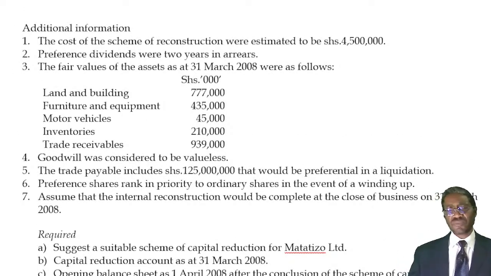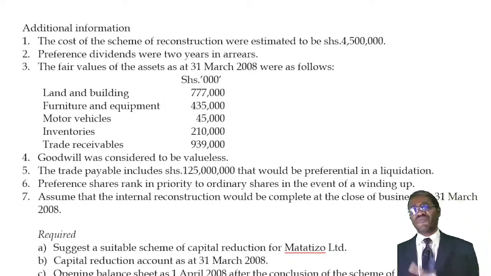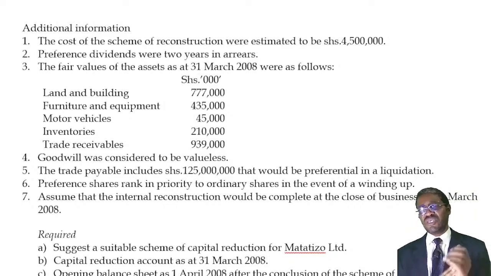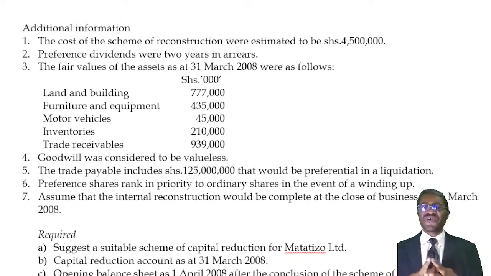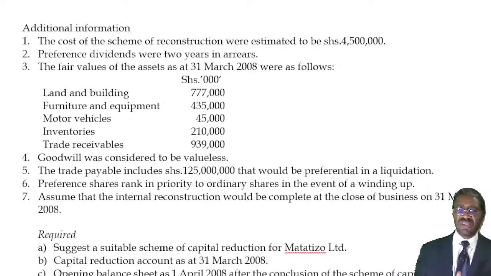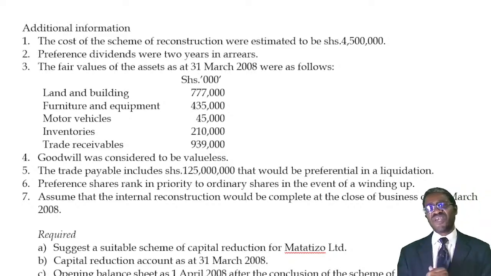Additional information. Number one, the cost of the scheme of reconstruction was estimated to be 4.5 million. That's the reconstruction cost. Number two, preference dividends were 2 years in arrears. Number three, the fair value of the assets as at the 31st of March 2008 were as follows. Land and buildings, 777. Furniture and equipment, 435. Motor vehicles, 45. Inventories, 210. Trade receivables, 939. Number four, goodwill was considered to be valueless.